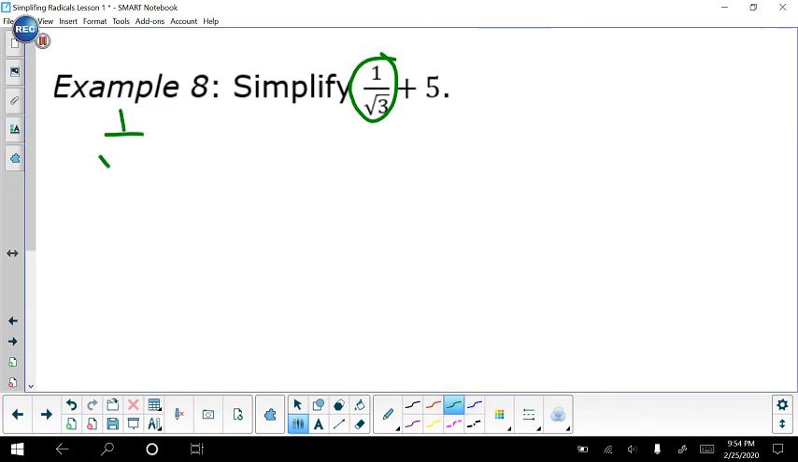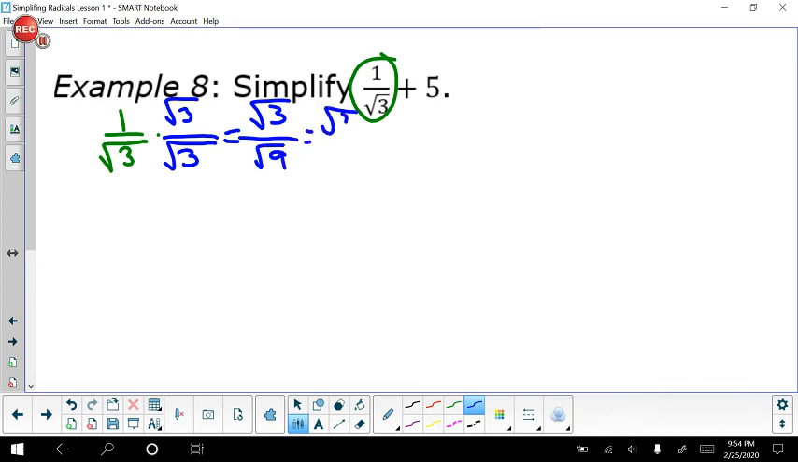Okay, 1 divided by the square root of 3 times the square root of 3 divided by the square root of 3. Okay, and that's going to just equal 1 times the square root of 3, which is the square root of 3. Square root of 3 times the square root of 3 is actually the square root of 9, which is just going to be 3. Okay. All right, so that's simplified. So I'm going to rewrite that as the square root of 3 divided by 3 plus 5, and that's all over 1.